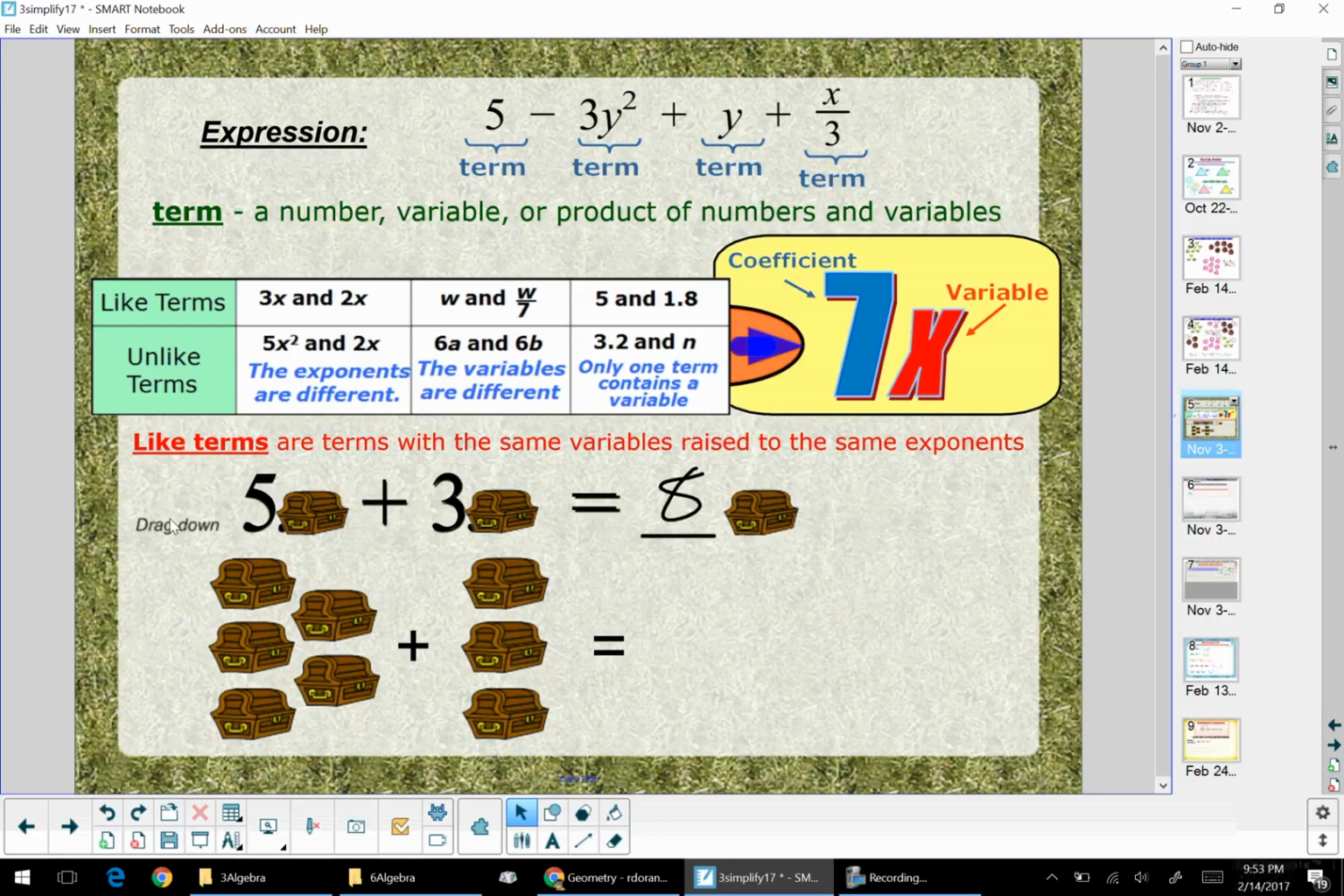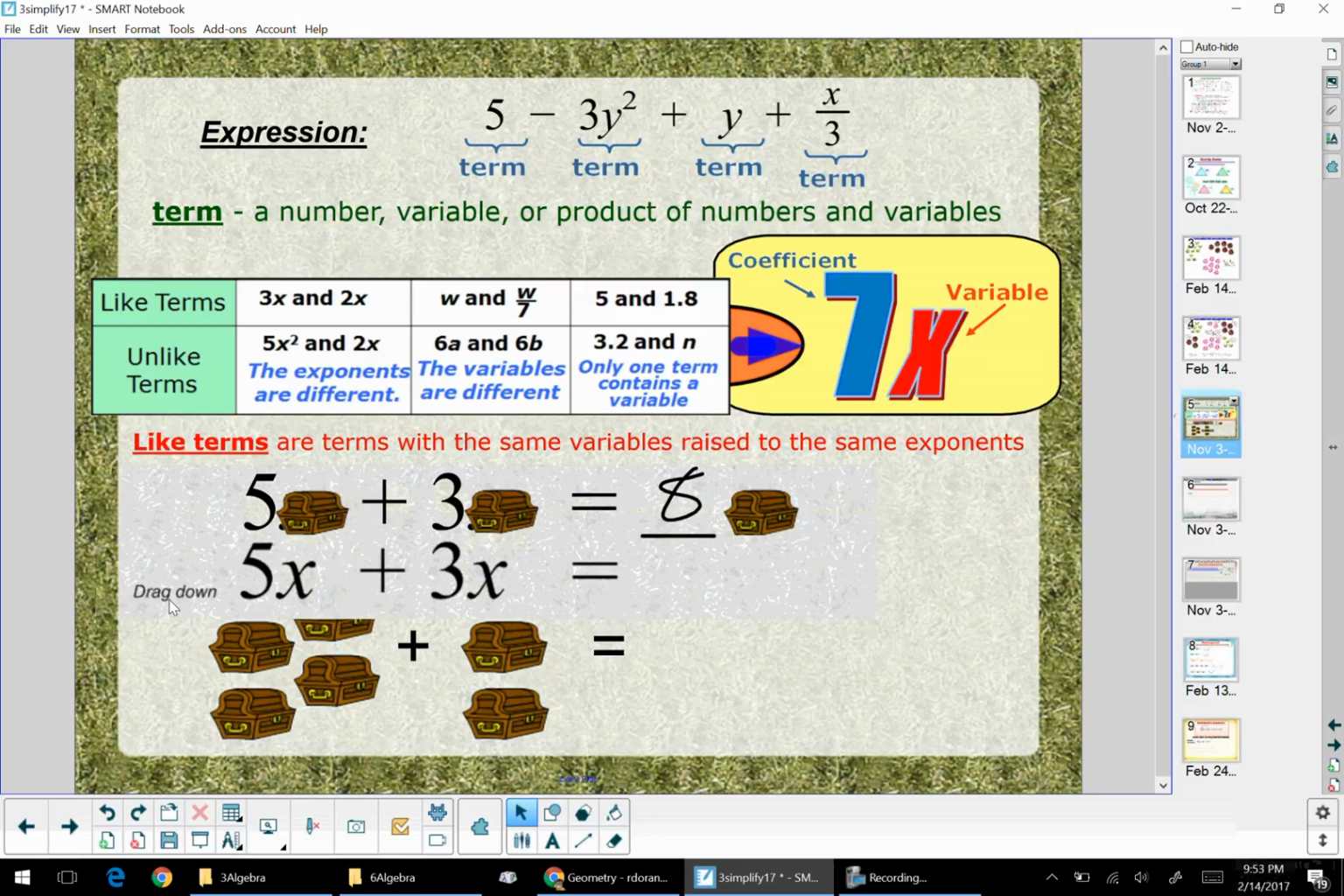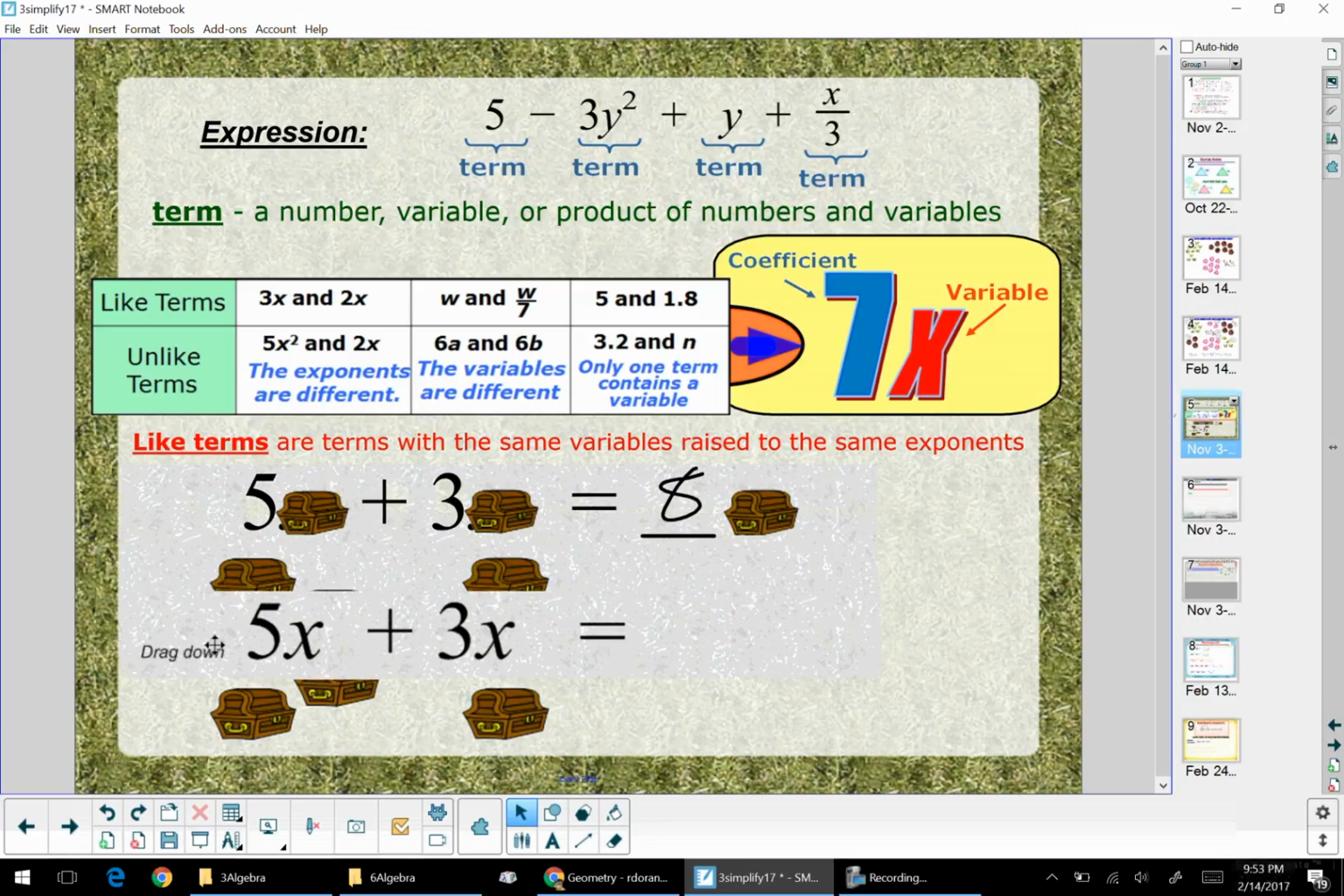I wish I could be there to pat you on the head or give you a high five, but you guys are doing well. Now, algebraically speaking, instead of calling them treasure chests, I can call them 5x and 3x for 5 items and 3 of those same items. And again, I can combine these two together because they are like terms. I can merge them together and make it 8x. That's all we're really doing when we're simplifying expressions.